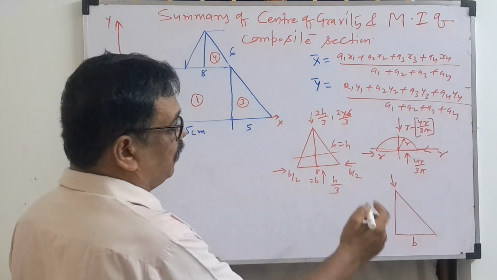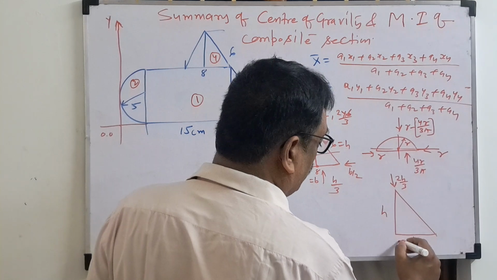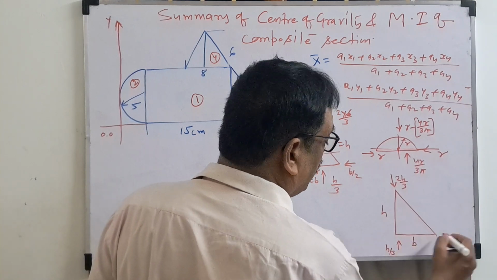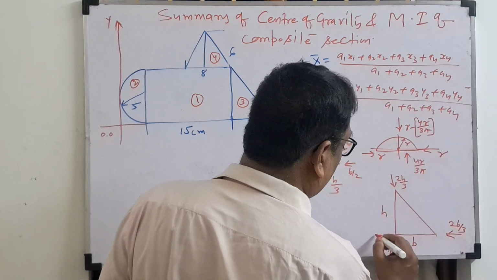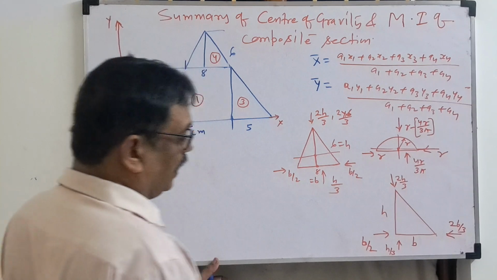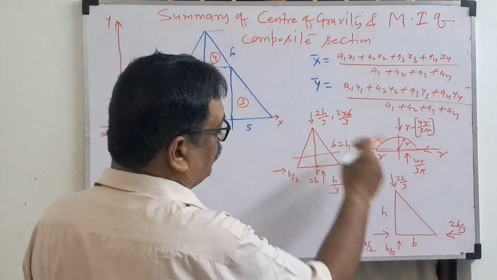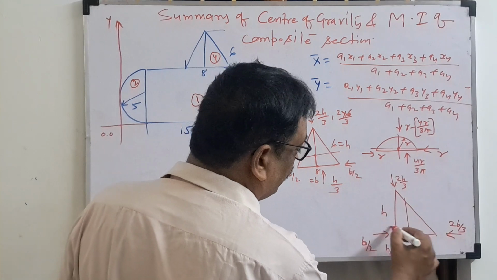b by 2, b by 2. So from here again, same 2h by 3. From the bottom, you are seeing 2h by 3. From this side, you are seeing again 2b by 3. This is the difference between a right angle triangle and an equilateral triangle. Because lower sections 2h by 3, lower sections 2h by 3. So its center of gravity point will be somewhere here.